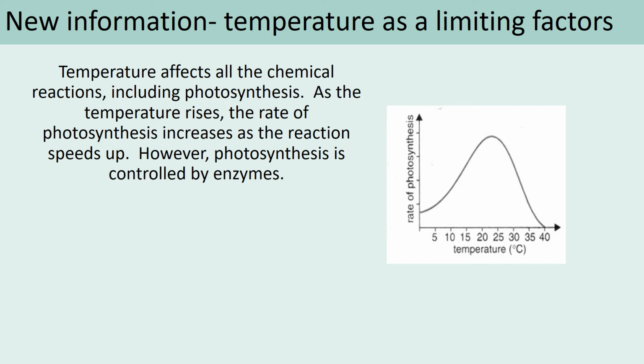Then it reaches the top. What do we call that top bit? The optimum temperature. Well done if you remember that. And then it very, very quickly lowers, descends until it gets to 0. So can you copy that graph, please? Because we need to know the shape of how temperature affects the rate of photosynthesis.